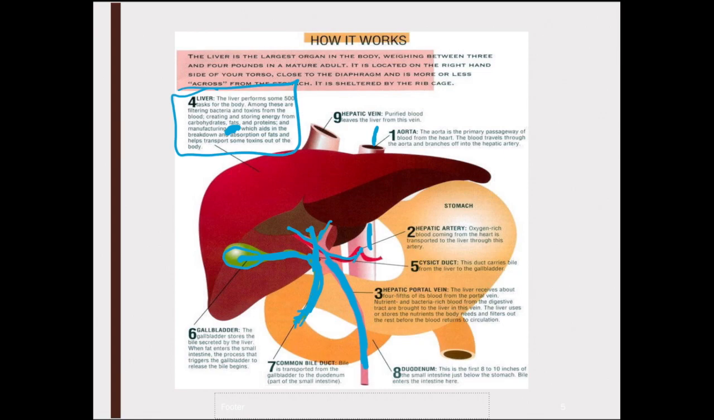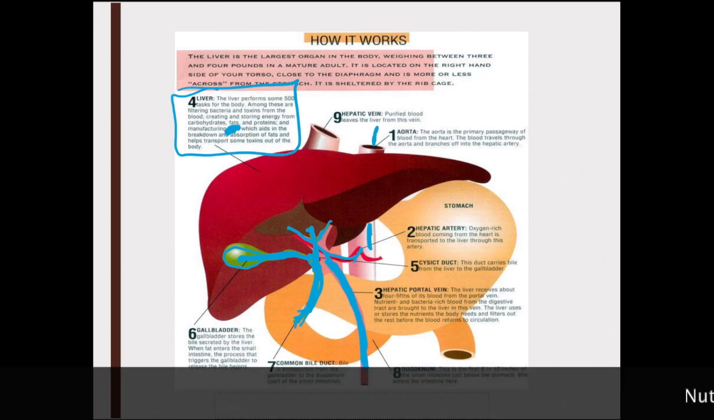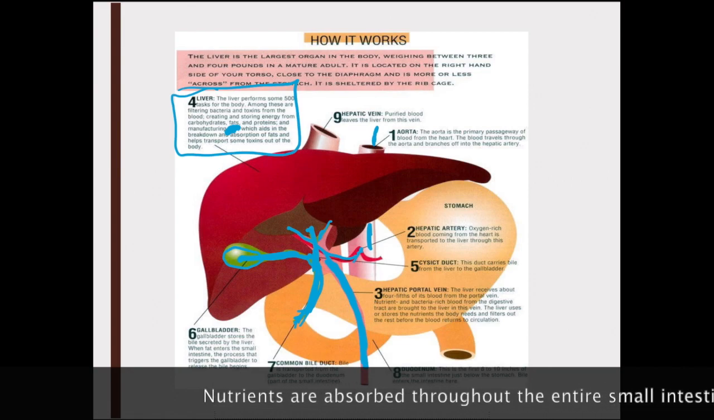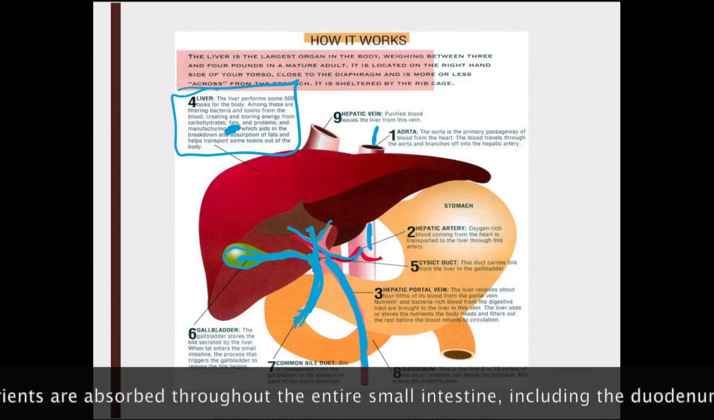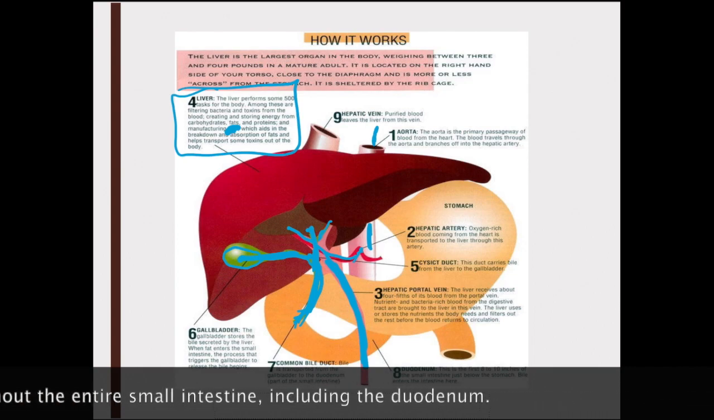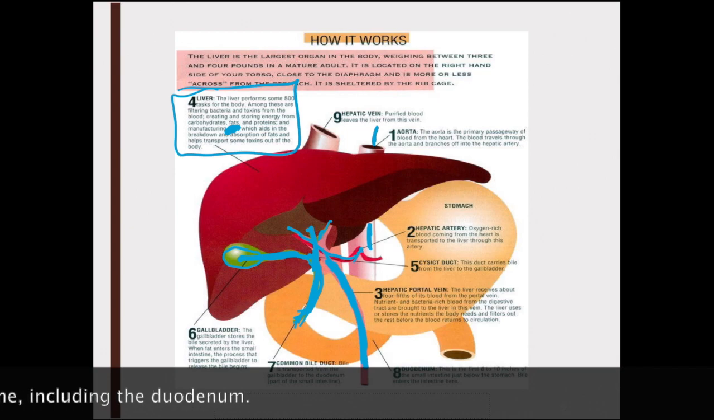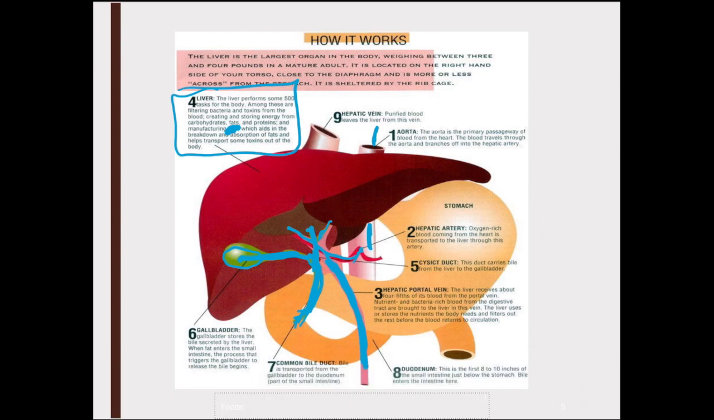So again, the duodenum is the first 8 to 10 inches of the small intestine just below the stomach. If you remember from anatomy, you've got your stomach leading into your duodenum, then the jejunum, then the ileum, and then you've got your whole colon. So the duodenum is really where all of those nutrients are absorbed. We've talked about this in other classes. That's where your nutrients and your fats are absorbed, and everything is pulled out of the intestines and into the blood supply.